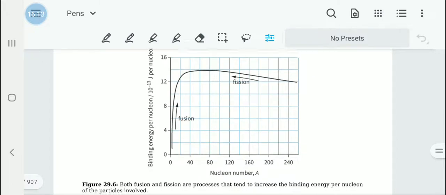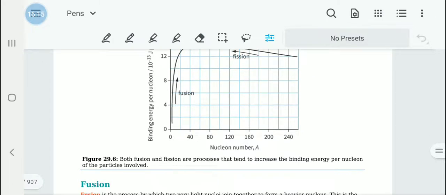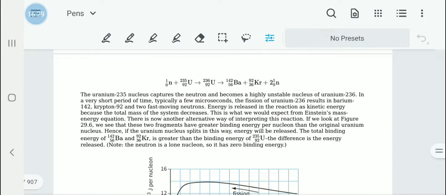So what happens is fission and fusion both will increase the binding energy per nucleon of the particles involved. So that is actually the idea here. Both fission and fusion will increase the binding energy.